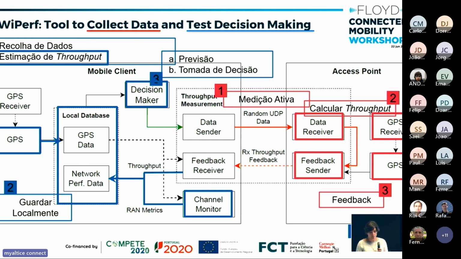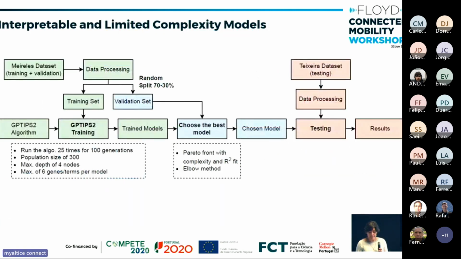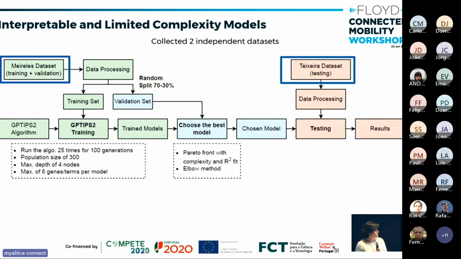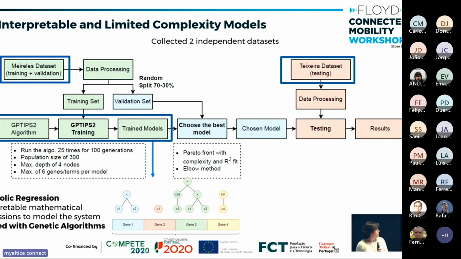Okay. So first of all, with the red part of the previous tool, we collected two independent data sets in two totally different situations. One was in Gaia, the other was close to FEUP. One was used for training a model, and the other was used to test the model. The devices were the same.